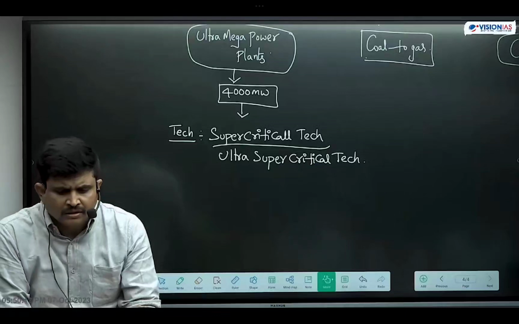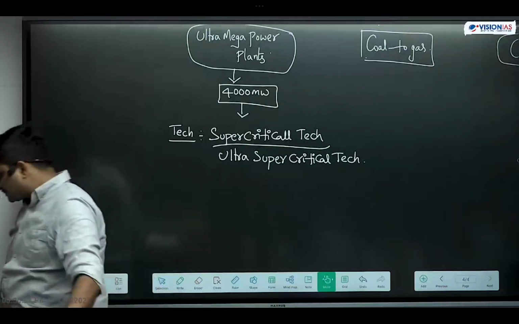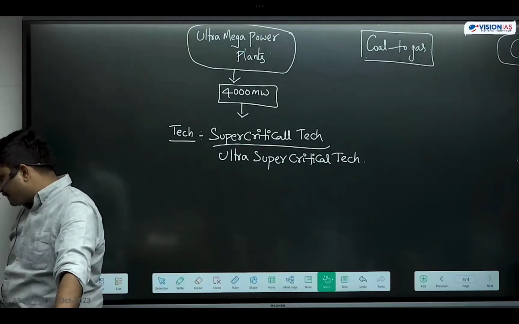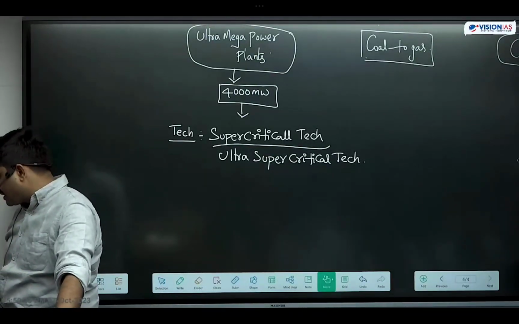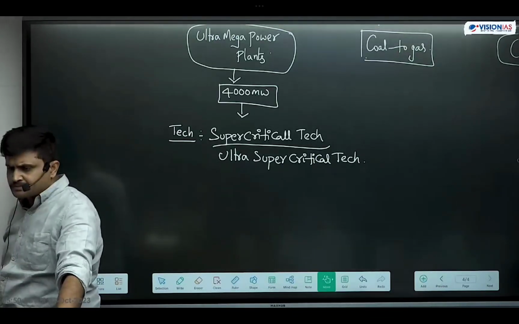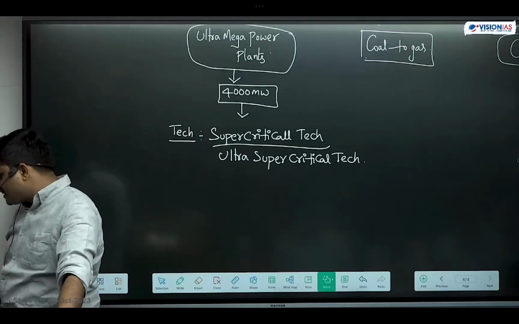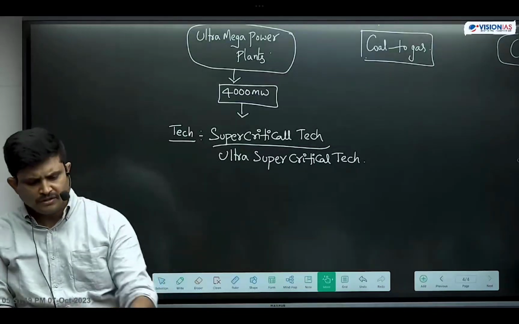Okay, now make a note like this. At supercritical temperatures, combustion of coal takes place in an efficient manner. Hence, pollutant emissions and greenhouse gas emissions can be controlled.